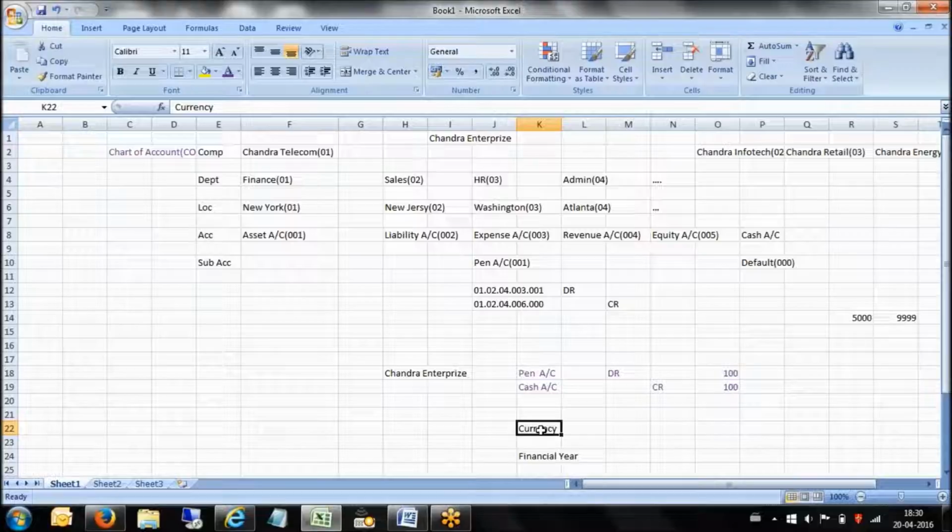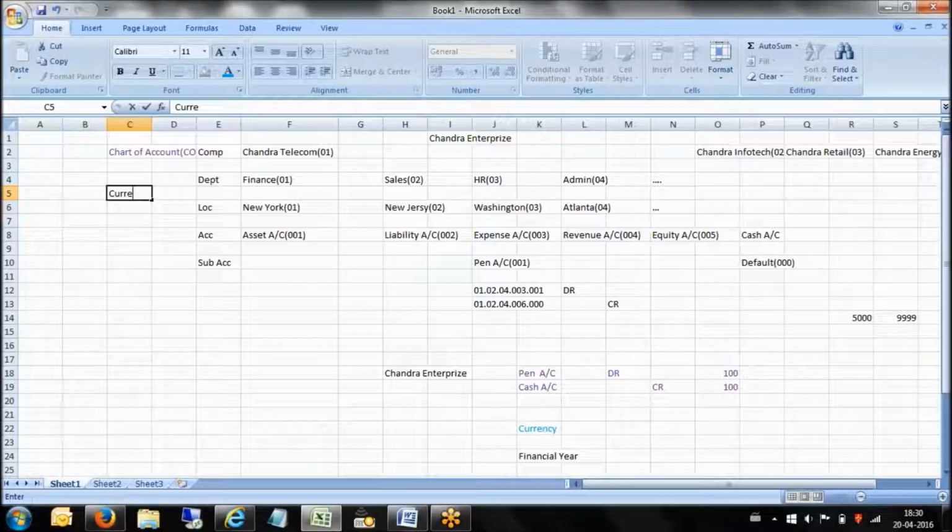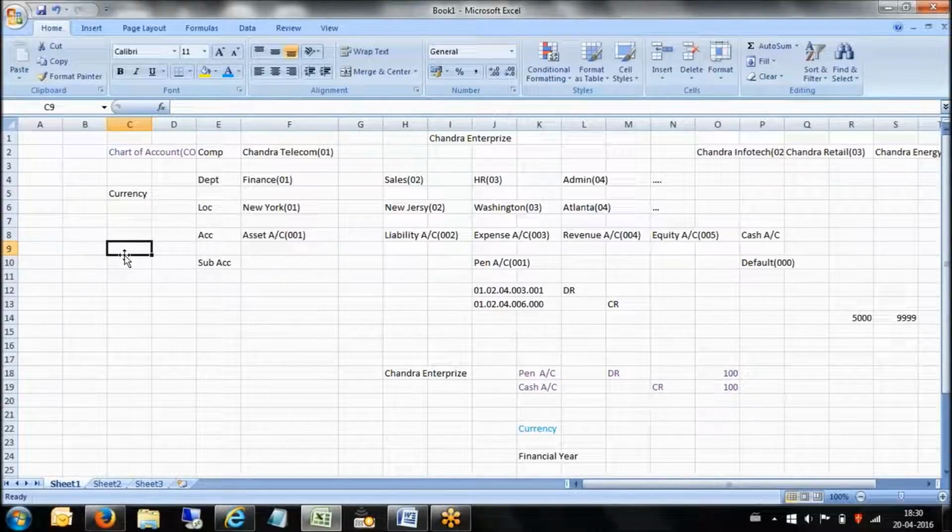Next business requirement is this currency. To define currency in Oracle applications, we have one screen called currency definition screen. In that screen, you don't have to define it. This we have to define, and we can define the way we want based on the requirement. But currency is something which we don't have to define.